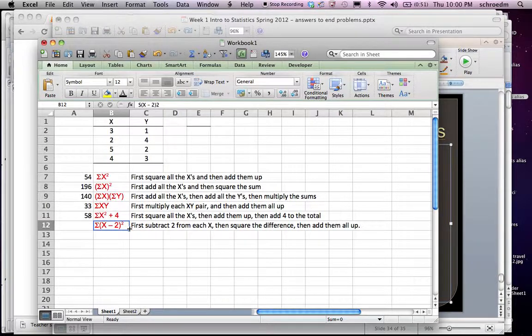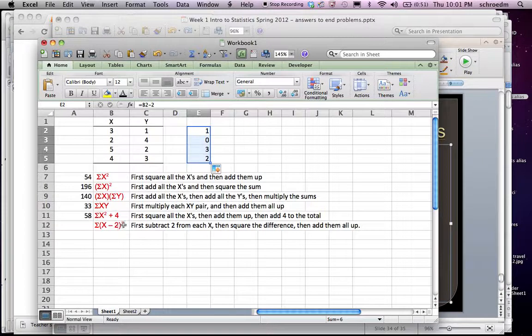First thing we do is what's in parentheses, right? So I look at what's in parentheses, x minus 2. So I'm going to subtract 2 from each x. So this equals 3 minus 2, which is 1. I'm also going to have 2 minus 2, 0. 5 minus 2 is 3. 4 minus 2 is 2. Okay? So I have all these different values.